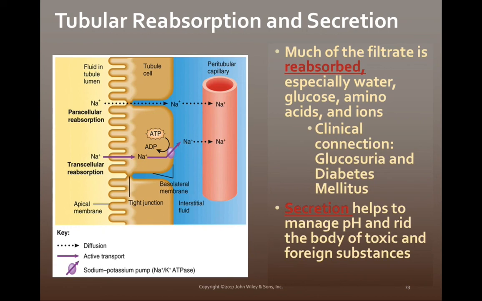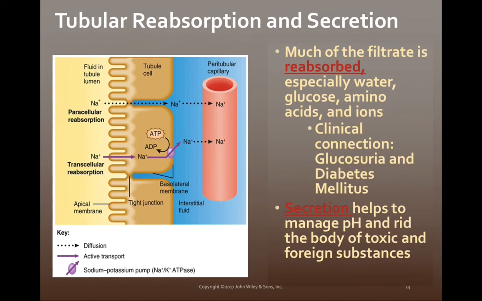Tubular reabsorption and tubular secretion are the second two processes that compose what we know as urine formation. These processes specifically involve the peritubular capillaries as well as the renal tubule of the nephron. As discussed in the last video, through glomerular filtration, most of the substances that are in the blood are actually filtered into the Bowman's capsule.